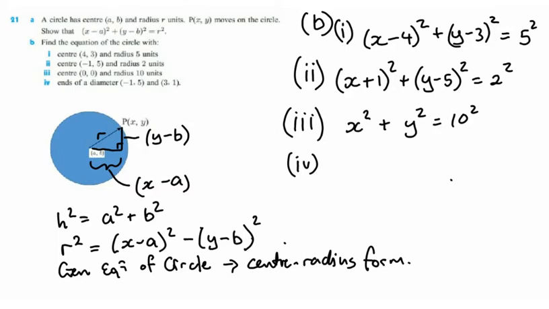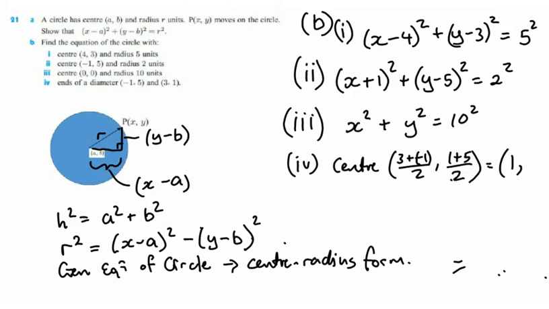Finally part 4, before we go on to use our centre and radius form, I'm going to need to find where the centre is, so I'm going to use my midpoint formula. So the centre is going to have coordinates that are the average of the two x coordinates and the average of the two y coordinates. So I think we're going to find the centre is going to be at 1, 3.